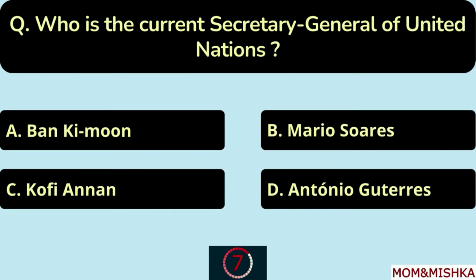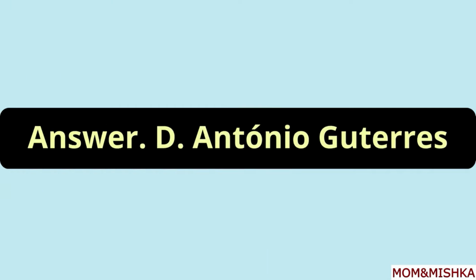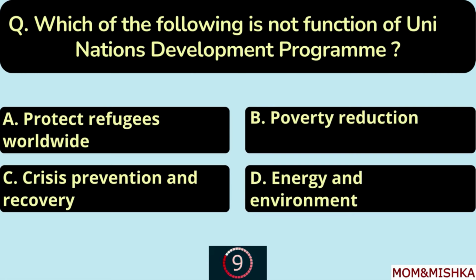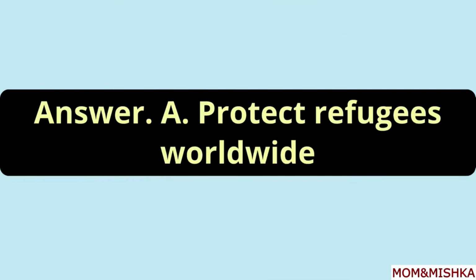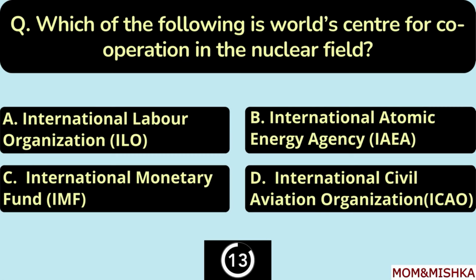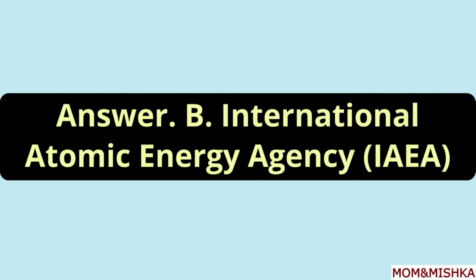Who is the current Secretary General of the United Nations? It's Antonio Guterres, option D. Which of the following is not a function of the United Nations Development Programme? Option A, protect refugees worldwide. Which of the following is the World Center for Cooperation in the Nuclear Field? It's the International Atomic Energy Agency, IAEA.